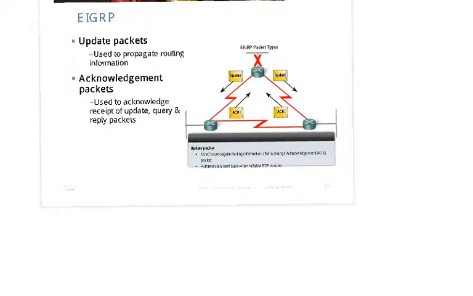So we have update and we have acknowledgement, and the update, of course, works in multicast mode, and the acknowledgement works in the unicast mode. Okay. So the update tells the neighboring routers that there is a network change from my perspective. Okay, from this router's perspective, I lost connection with this LAN.